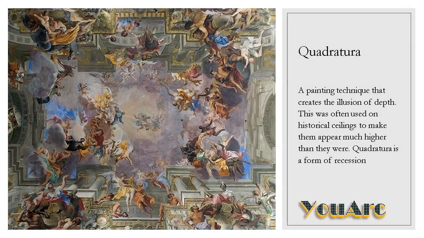Let's talk about another painting technique called quadratura. This creates an illusion of depth. It is often used in historical ceilings to make them appear much higher than they are. Quadratura is a form of creating recession. Recession means depth, it's going back. So in painting we call it depth. So the illusion of creating depth is called quadratura.